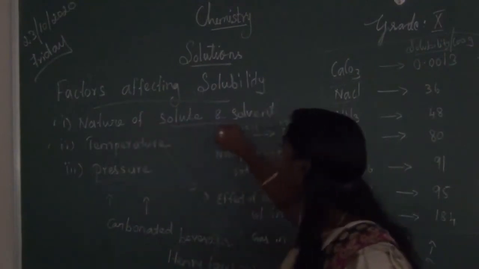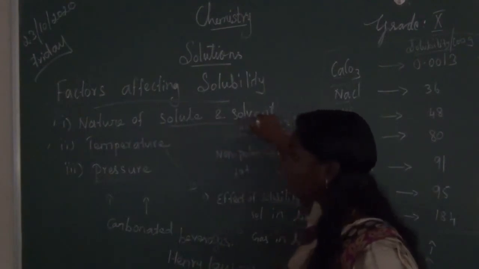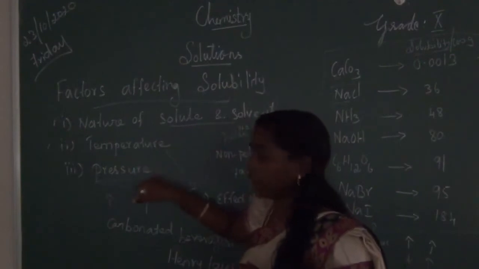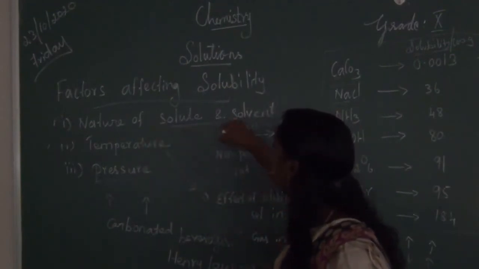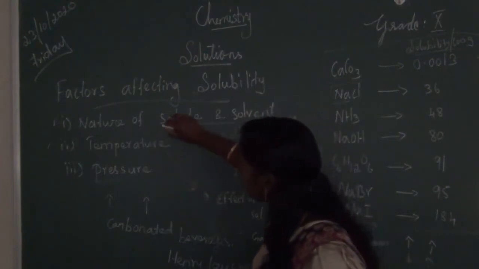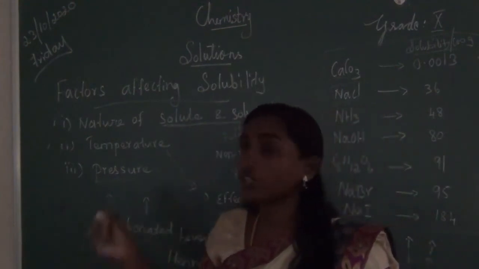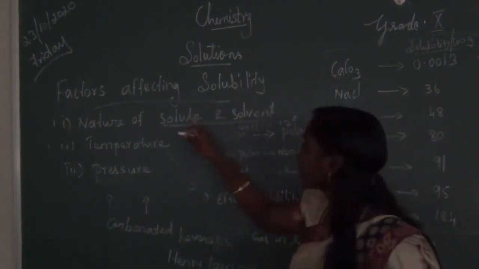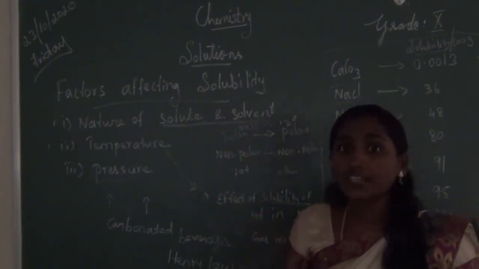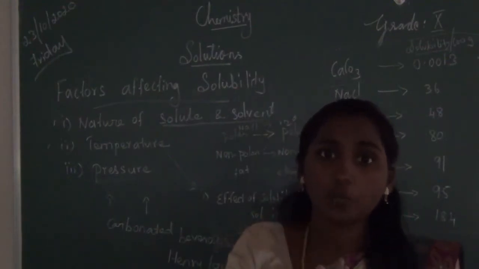Nature of solute and solvent is the first factor. The second factor is temperature. The third factor is pressure. Under nature of solute and solvent, the first point is that solute and solvent play an important role in solubility. Water does not dissolve everything, right? It can dissolve only some compounds.